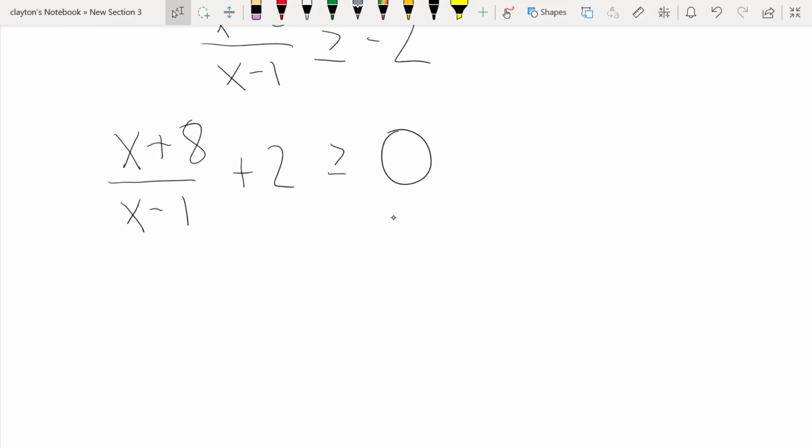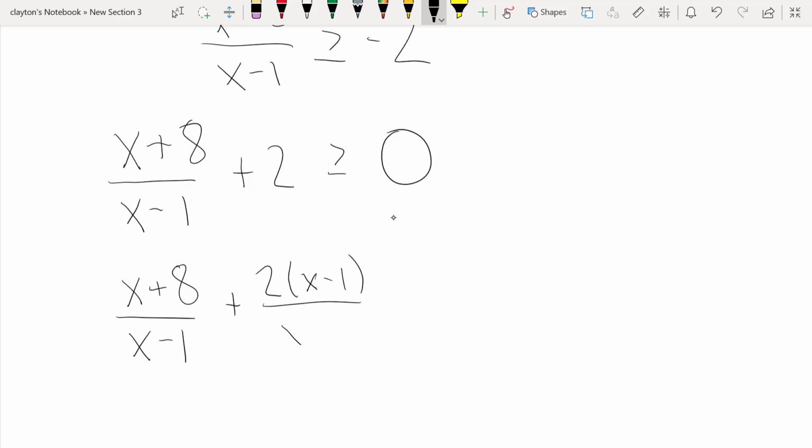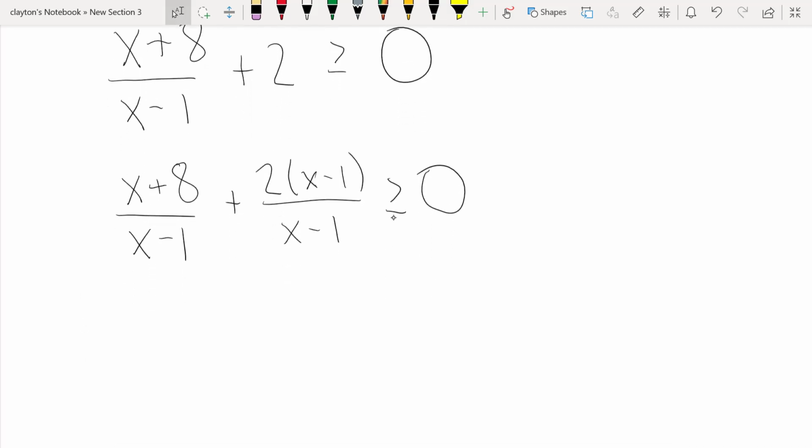Now if I want to add 2 things, they have to have a common denominator. So what I'm going to do here is give this a common denominator, so the 2 gets multiplied by an x minus 1 up top and an x minus 1 below. Fancy way of multiplying by 1. Now that I've done this, I can add these 2 together.